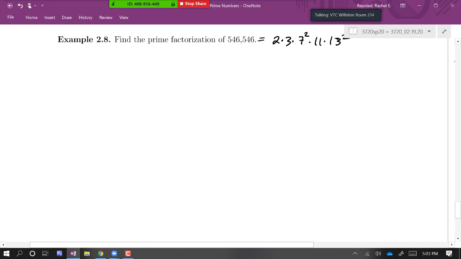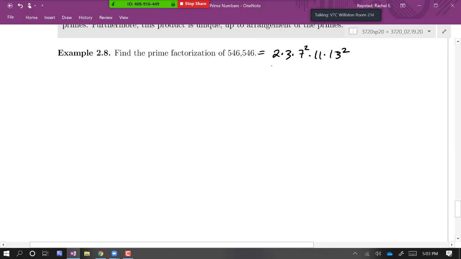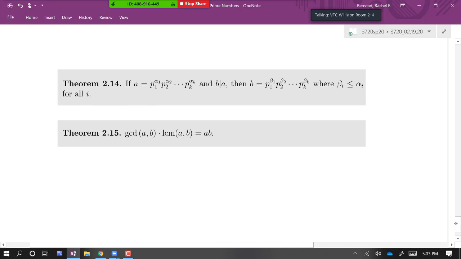When we write this factorization, we say that this is the prime factorization, that we're writing it in a canonical form. Usually you just list the primes, and instead of saying 7 times 7, we'll write 7 squared. We use the exponents to do that. And then a couple results.